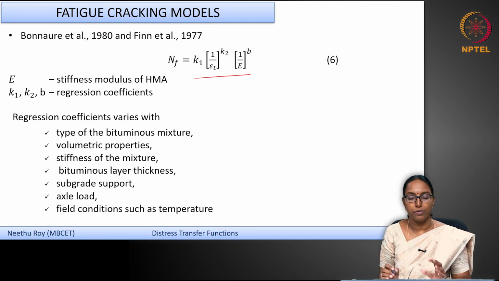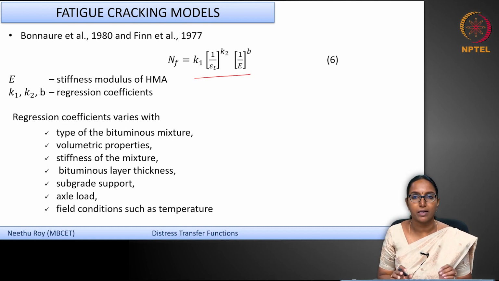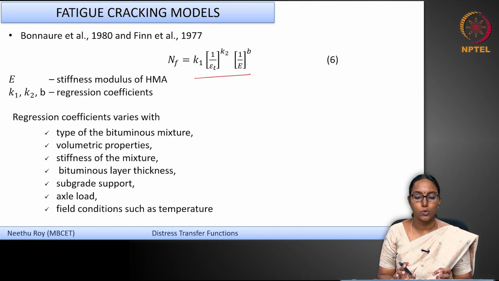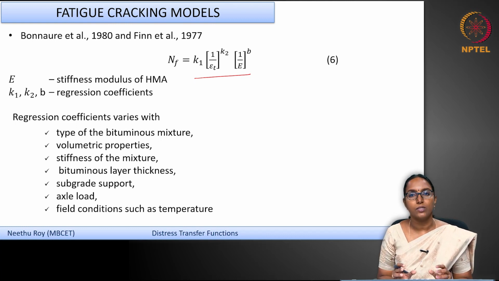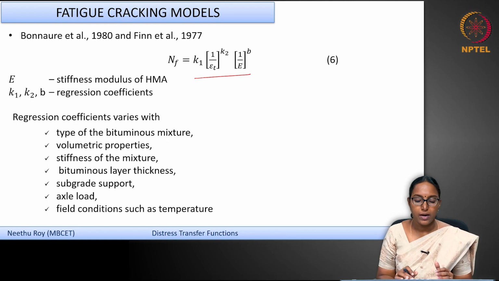Now, if you look at these coefficients, what are the factors on which they will depend? The first one is, of course, epsilon T raised to K2. So that is for the bituminous mixture. Essentially, what is the type of the bituminous mixture? What are its volumetric properties? What is the stiffness of this mixture? What is the kind of binder that you have used? All these aspects will dictate the K2 value, whereas K1, K2 as well as the value B are related to the modulus of the material.